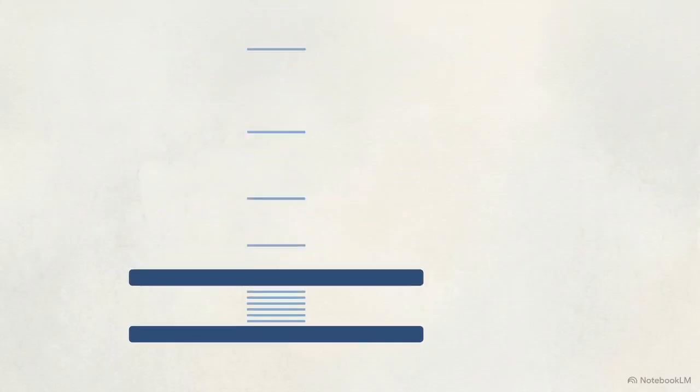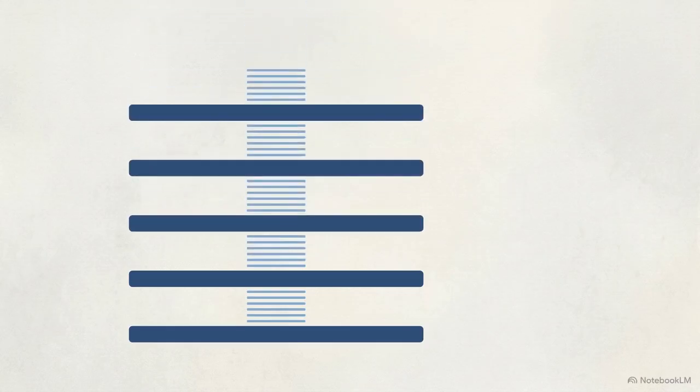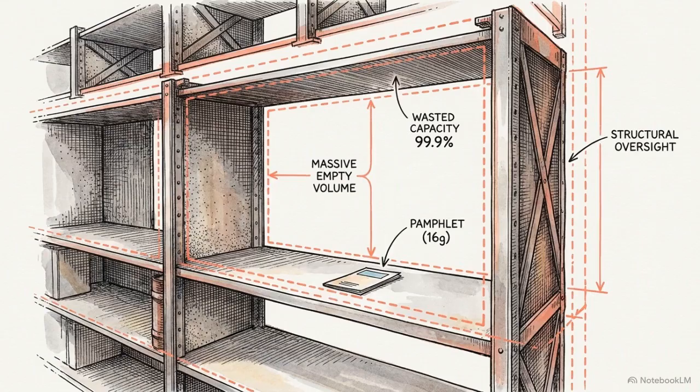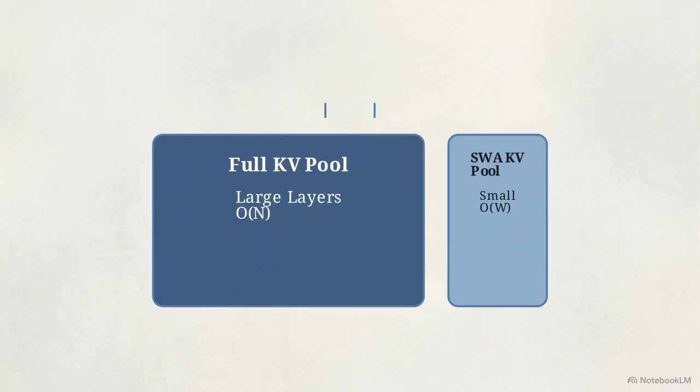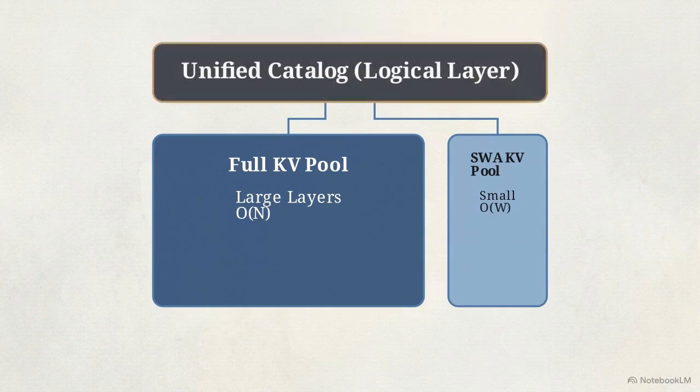Hybrid SWA mixes large memory layers with very small ones. When you put a tiny pamphlet on a shelf designed for an encyclopedia, you waste the rest of the space, destroying the theoretical efficiency. To fix this, engineers built a dual pool design. They intervened at the system level, splitting the physical storage into two strictly constrained pools, one for the large layers and one for the small ones, while presenting a single unified catalog to the software above it.